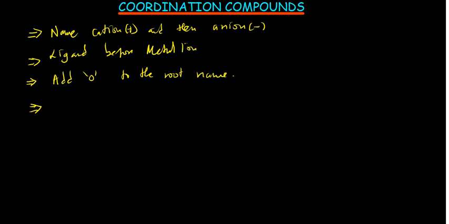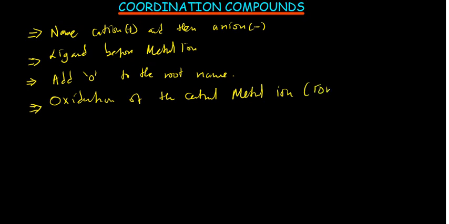Now, we also have oxidation numbers of these compounds. The oxidation number of the central metal ion is designated by a Roman numeral. Now, when we have more than one ligand present in a coordination compound, you are going to name them alphabetically. You start with what you can name first according to the letters in alphabetical order.